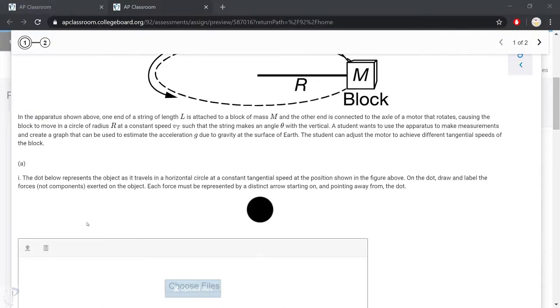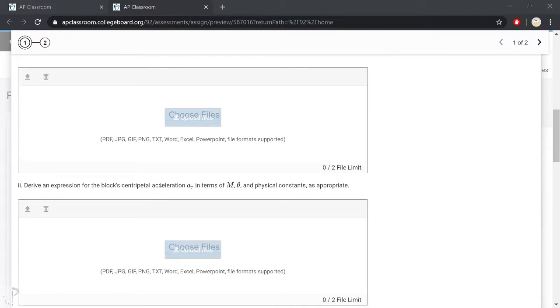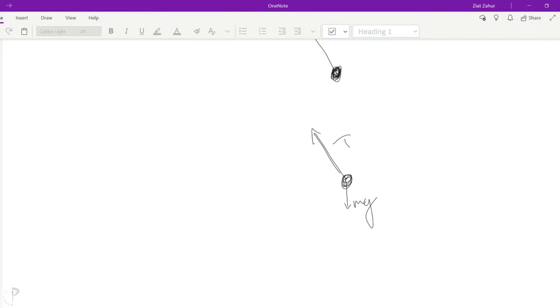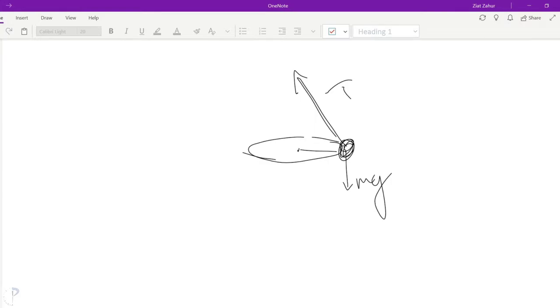Okay, back to the question. Derive an expression for the block's centripetal acceleration ac in terms of m and theta and physical constants as appropriate. Whoa. What do? I need to figure out what ac is in terms of m and theta. Okay, it's going in a circle. So it seems that if I did some sigma equations, it might help.